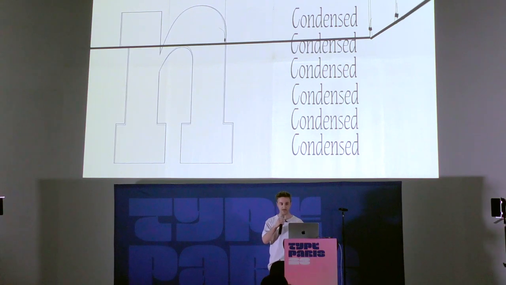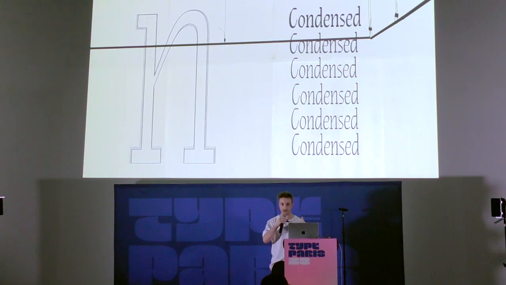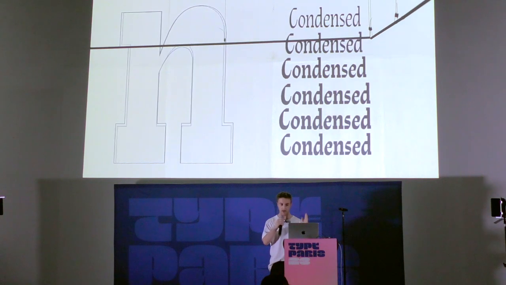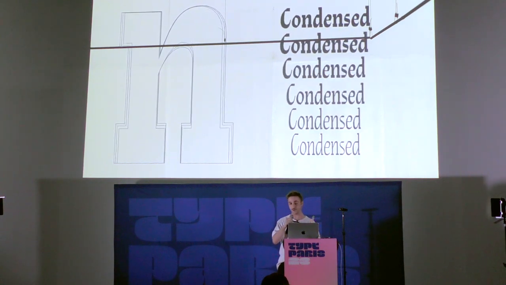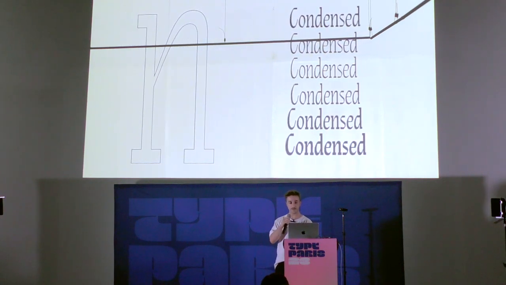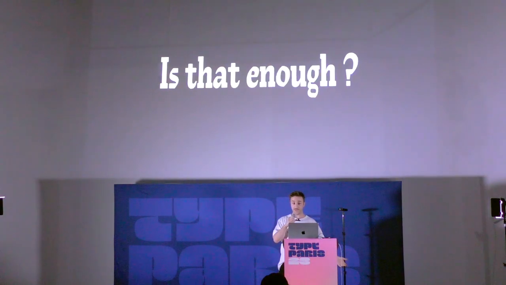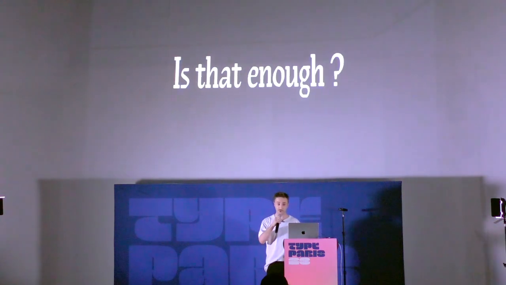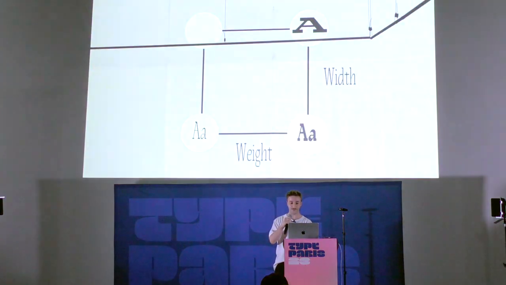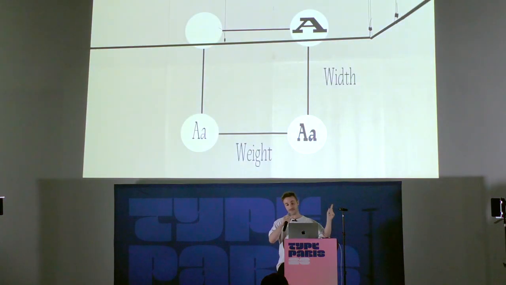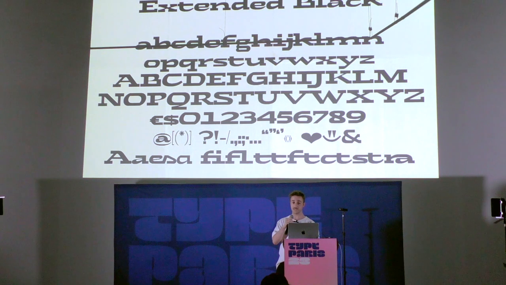This is when the weight comes from the condensed light and the condensed bold here. But I asked myself if it's enough. I think it's never enough, so we need to continue. Basically we wrote just one weight, so we had a third master, with the width, and see what happened. So this is the extended black.